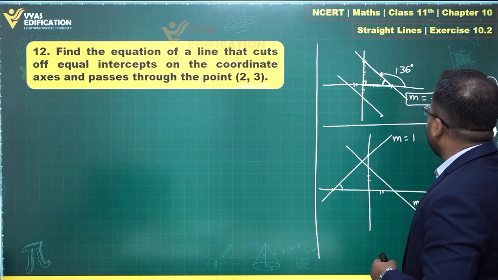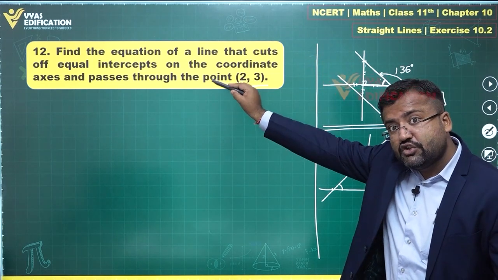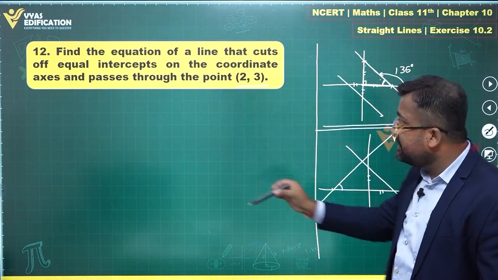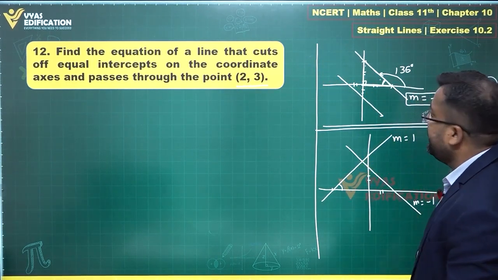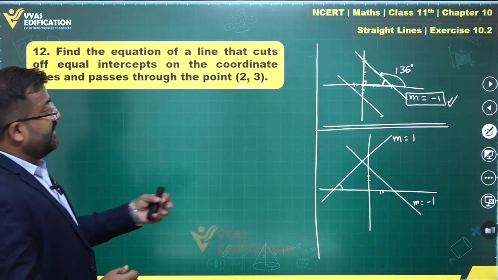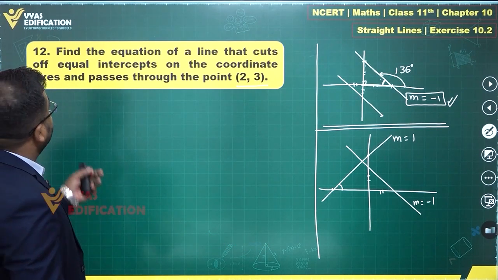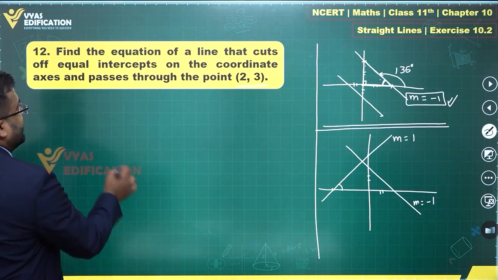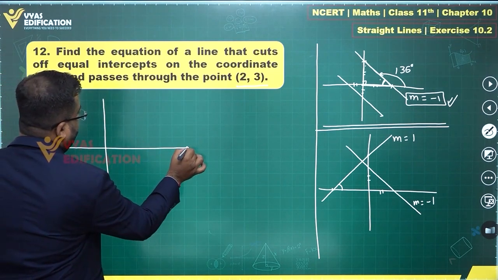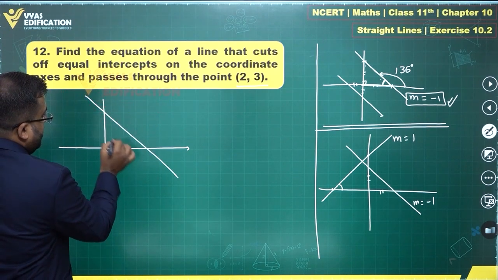If the intercepts are exactly equal, the person is using that term, equal intercepts, in that case the slope will be -1. Something which you can remember, something which you can memorize. So, let's talk about this question over here. Find the equation of a line that cuts off equal intercepts on the coordinate axis and passes through the point (2, 3). So, the line passes through the point (2, 3) and cuts off equal intercepts.